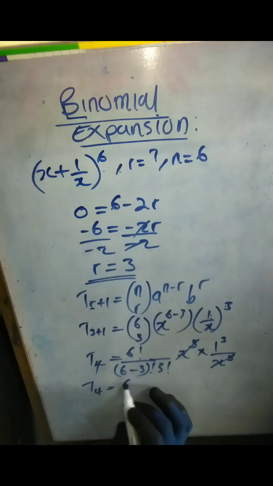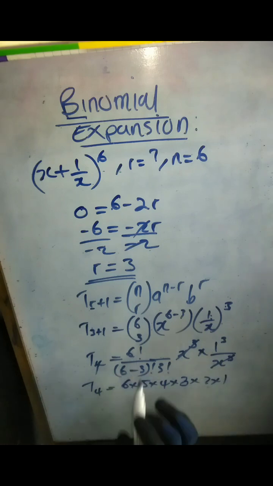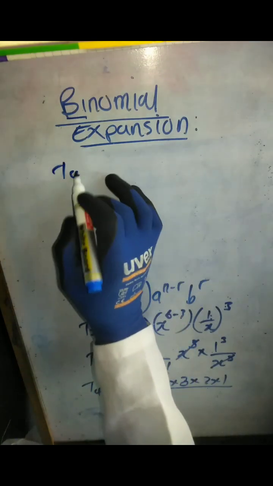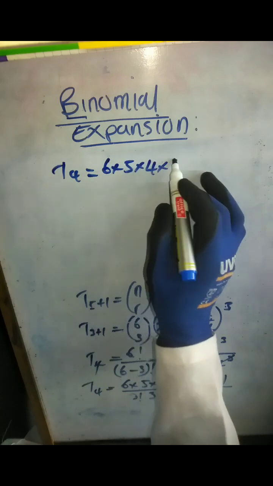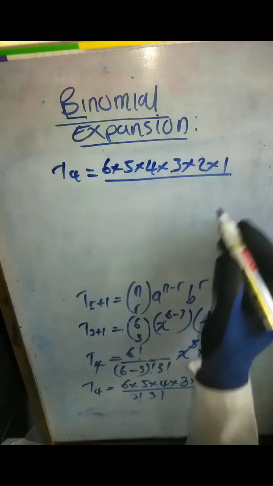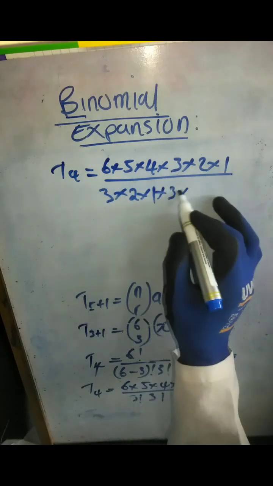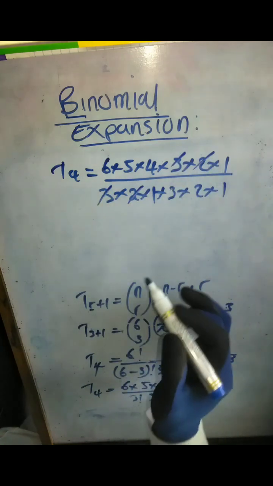So this is the same as 6 times 5 times 4 times 3 times 2 times 1, that's what 6 factorial is, over 6 minus 3, which is 3 factorial, times 3 factorial. So our T4 becomes, let me write it on top here: T4 equals 6 times 5 times 4 times 3 times 2 times 1 over 3 times 2 times 1, that's 3 factorial, again 3 times 2 times 1, another 3 factorial. So the 3s and 2s cancel.